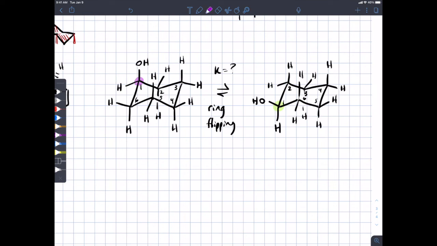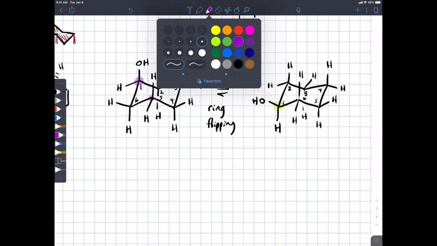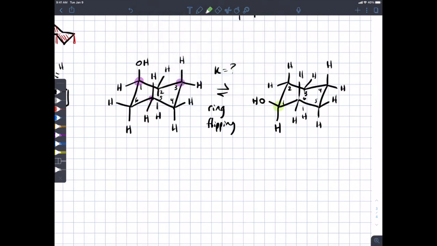As an example, notice that carbons 1, 3, and 5 are up in the chair on the left, but carbons 1, 3, and 5 are down in the chair on the right. So chair flipping involves all the up carbons becoming down and all the down carbons becoming up. I'll try to come up with a better way of illustrating that ring flipping next time, and we'll leave it there.